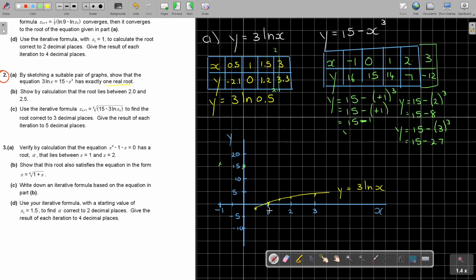And 1 and 14. 1 and 14. A little bit lower. And then 2 and 7. 2 and 7. There. And then 3 and -12. Oh, so there will be -15. So 3 and -12, say there.